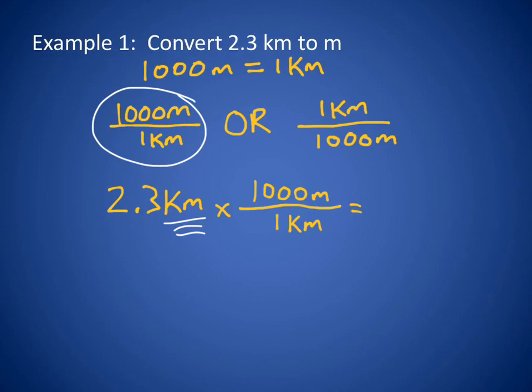So I'm going to take 2.3 kilometers and times it by this fraction, 1,000 meters over 1 kilometer. So 2.3 times 1,000 equals 2,300. Divided by 1 is still the same number, 2,300. Everybody with me so far?